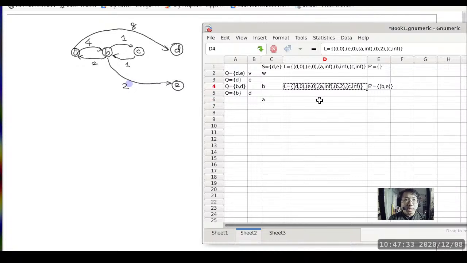So we update the L value corresponding to A. Instead of saying that we do not know there's a path, now we do, and the path has a distance of 8 because it is a single edge from A to D. There we go.